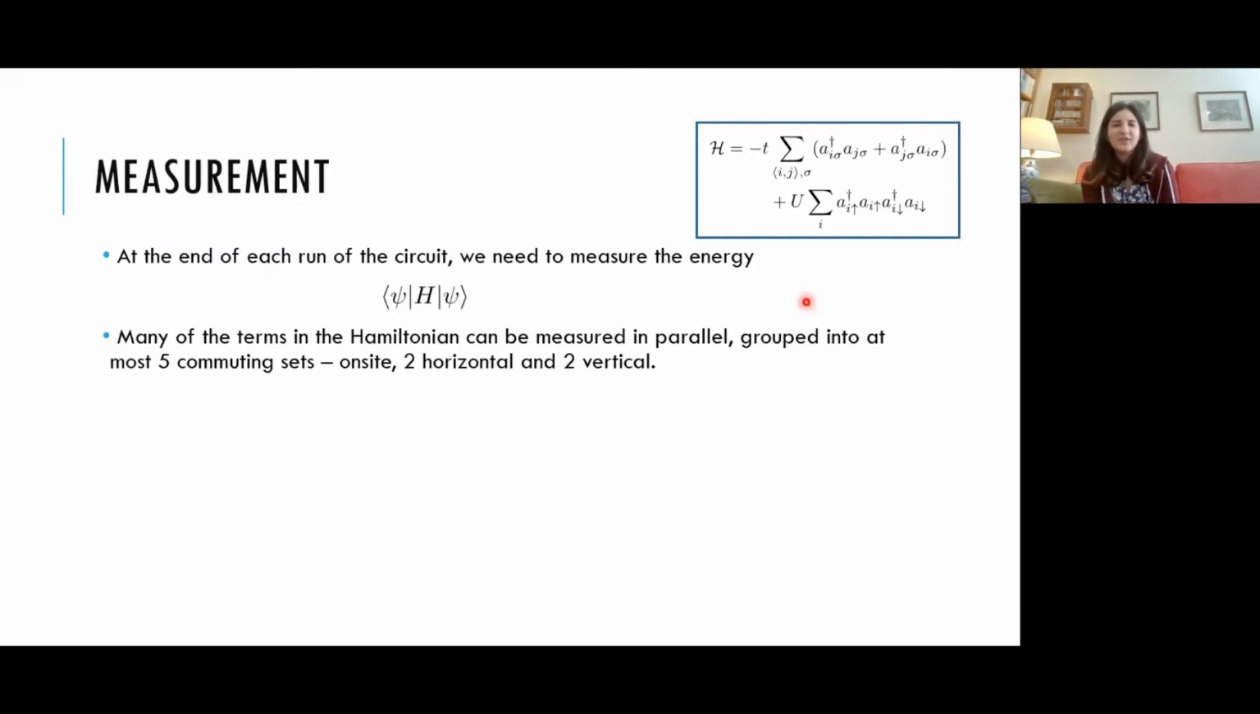Okay, the third ingredient was the measurement. At the end of each run of the circuit, we need to measure the energy. Again, we can split this into our 5 commuting sets as before. So we can measure all of the on-site terms in parallel, and then we can measure the 2 horizontal and 2 vertical in parallel as well.